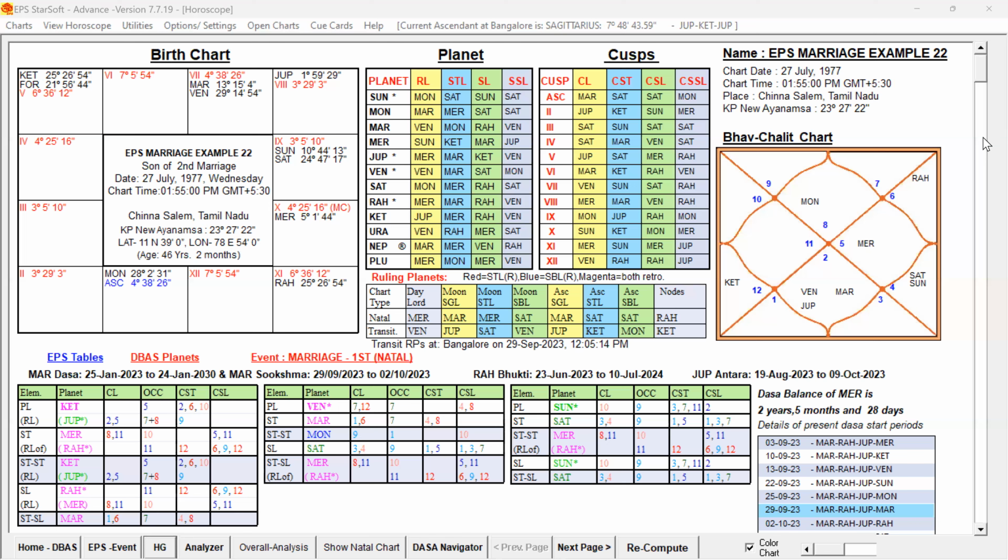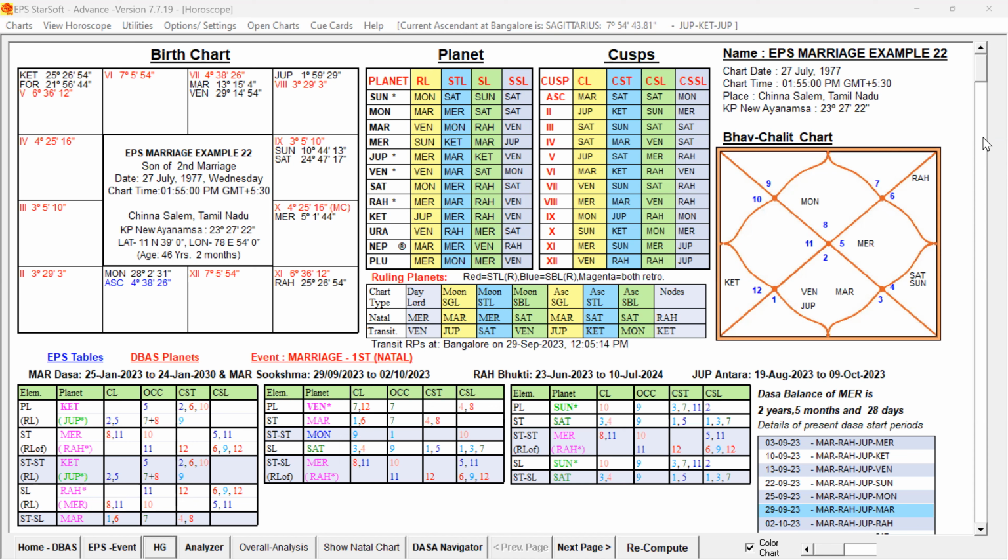This is the birth chart of that male native. Though we are going to study the second marriage, let us now examine the first marriage. The first marriage and second marriage significations are almost the same. Only the difference is that for the first marriage, the seventh house will be the only primary favorable house.